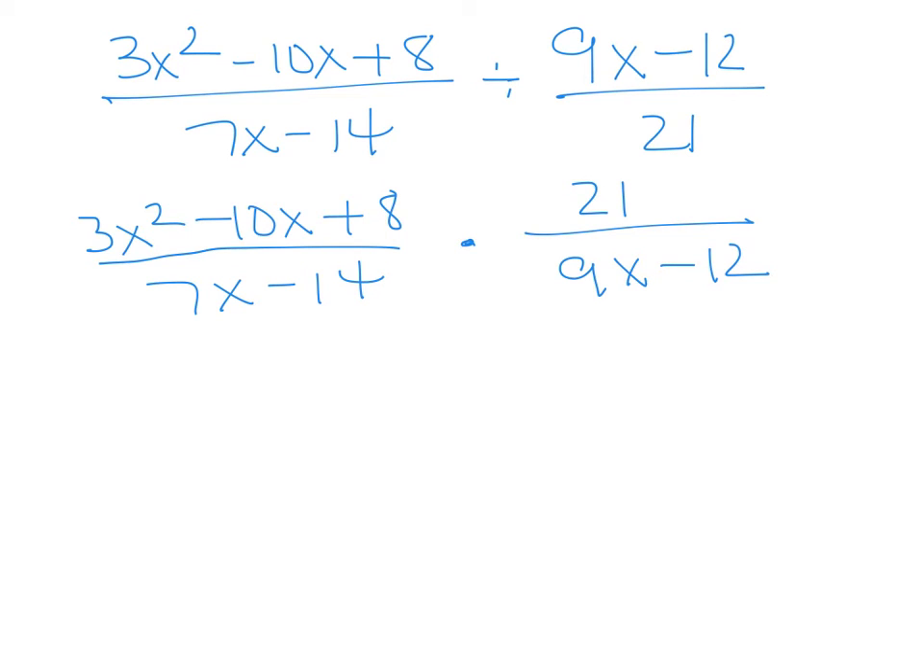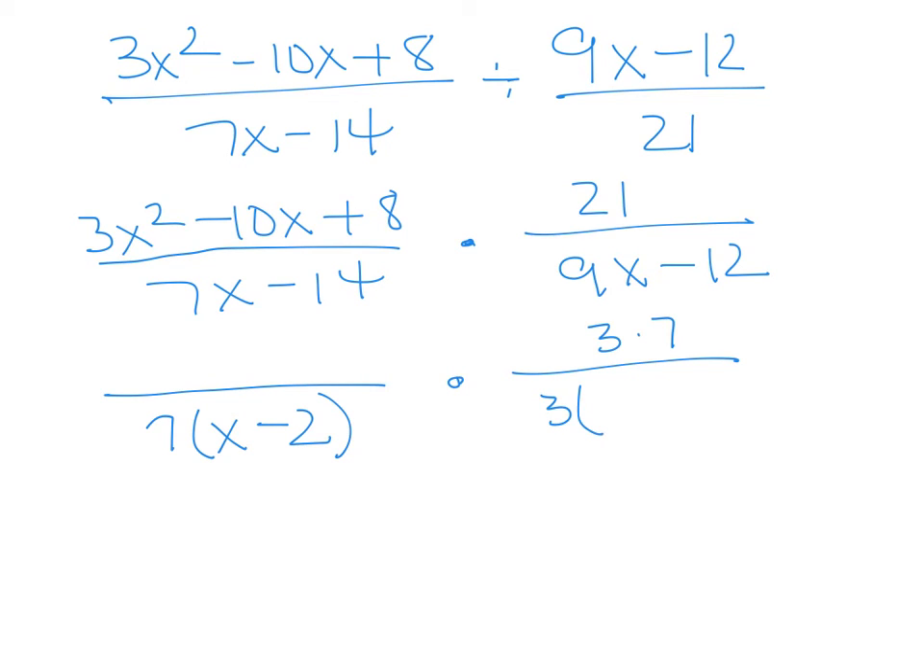Okay, so now I'm ready to start all my factoring process. And no one says you have to do a certain one first. So I'm going to do 21 first, 3 times 7. And then on the bottom, 7x minus 14, I see it's got a common factor of 7 times the quantity x minus 2. Over here, 9x minus 12, I see they have a common factor of 3, so it's 3 times the quantity 3x minus 4. I always like to start with the easy ones first.